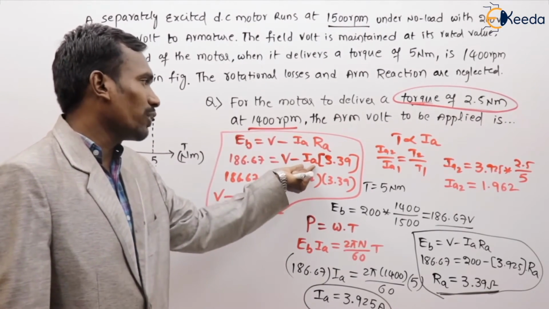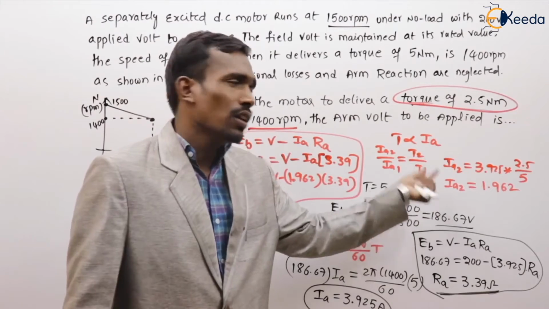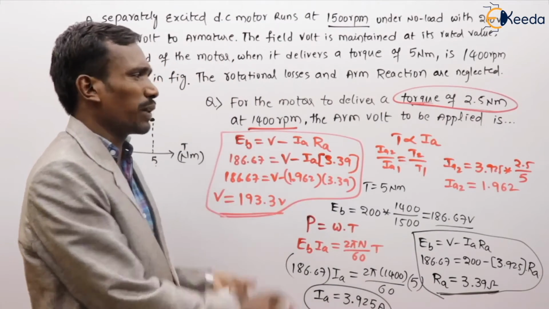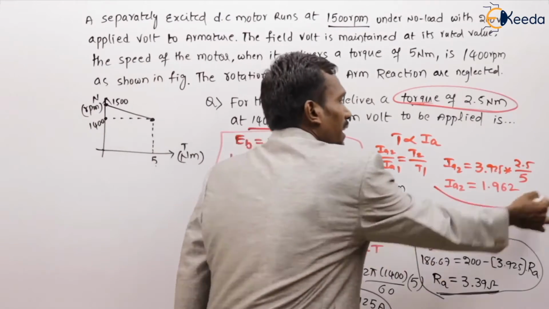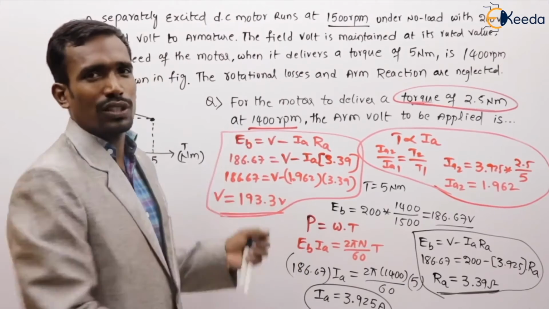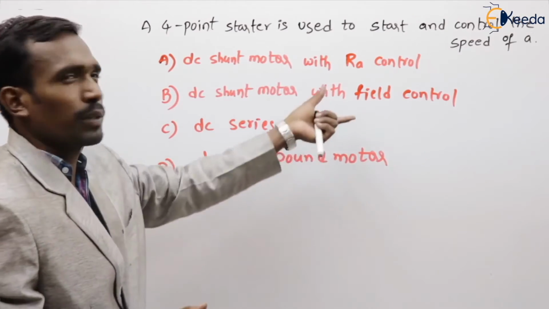Here we have to find out IA from the torque equation. Then after substituting here, we can get the voltage. A very simple question. But here this IA is very important to calculate. This is the next question. Very simple question.